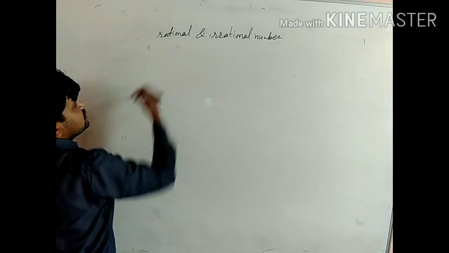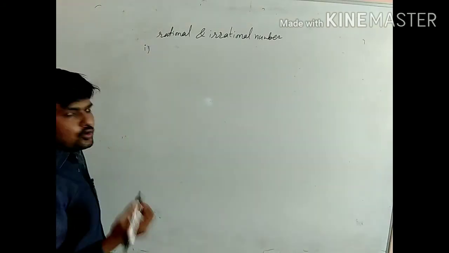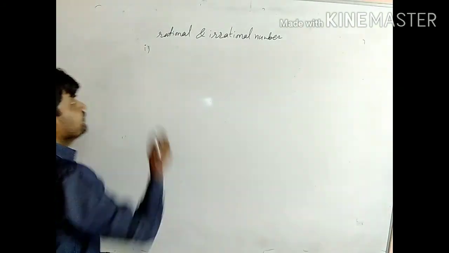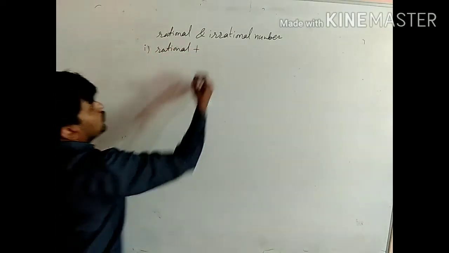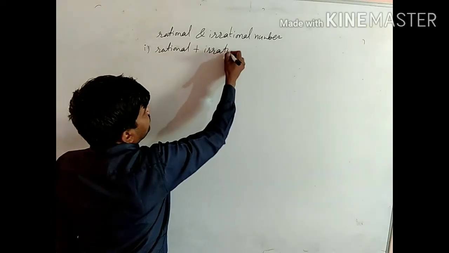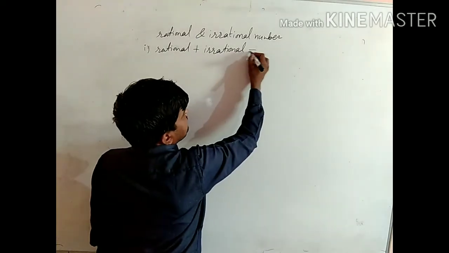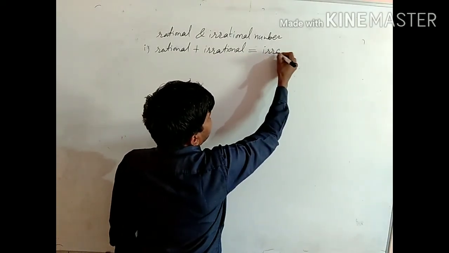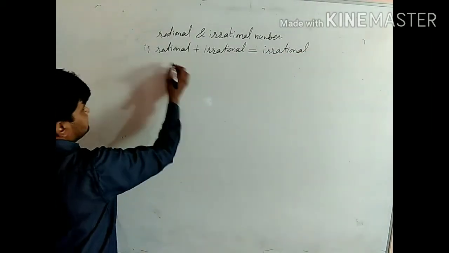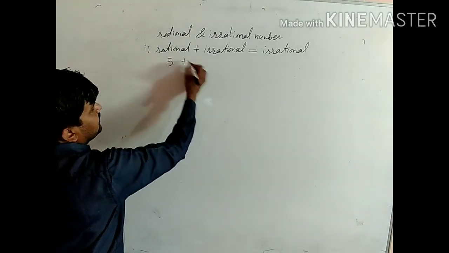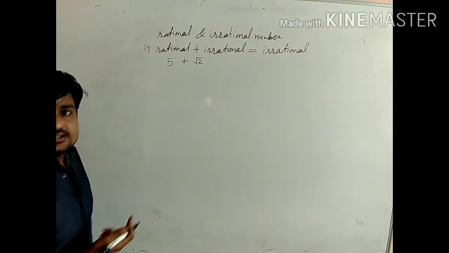Suppose the first is a rational number. Let us write some identities, or facts: if we add a rational number to an irrational number, we get a result that is irrational. Look at some examples. Suppose we add 5 plus root 2. Root 2 is irrational.